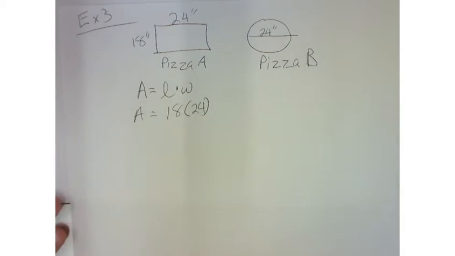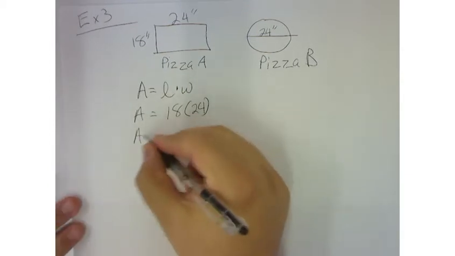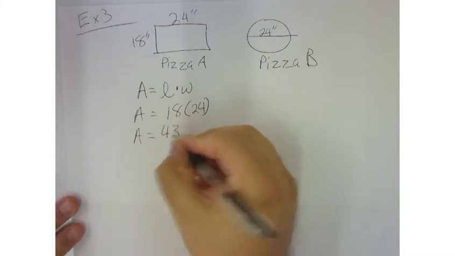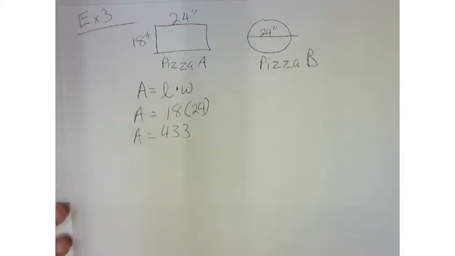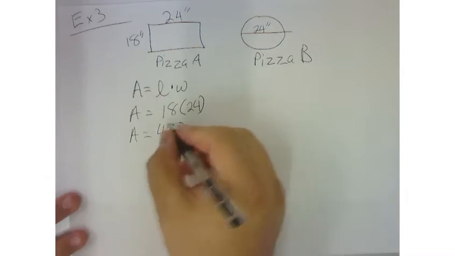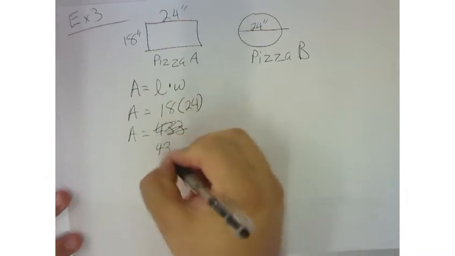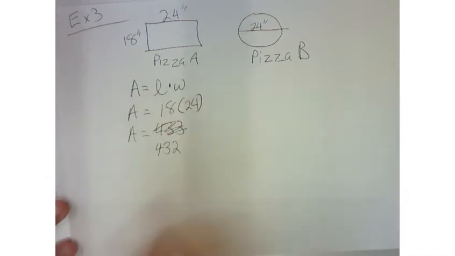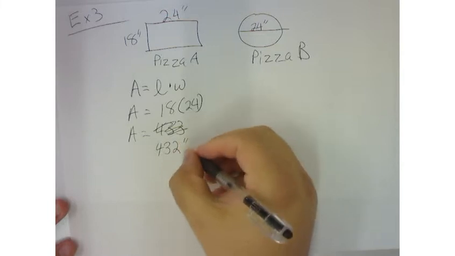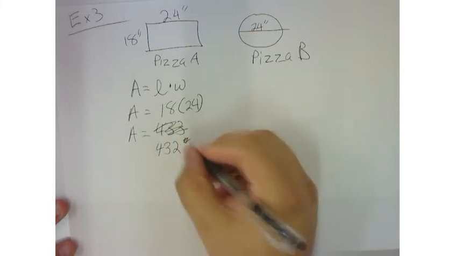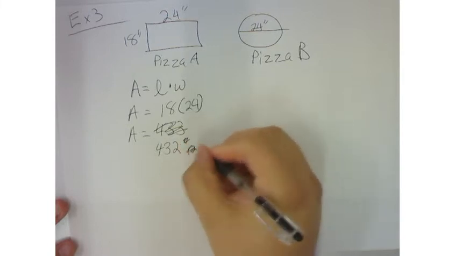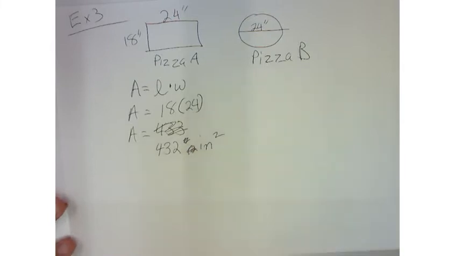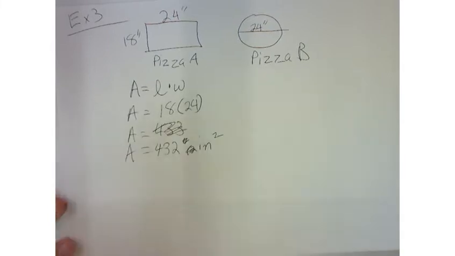Good. What is that? The area is equal to 433? 432. I did that on purpose to see if you guys were awake and paying attention. So this is inches squared. All right? We could probably write it like this. Inches squared, right? We learned that in physics, right? The area of something, the units are always squared.